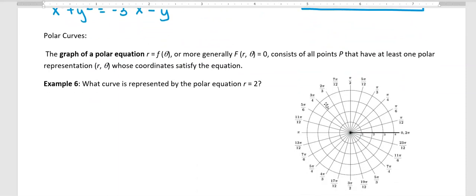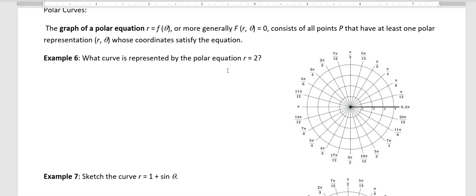Now let's talk about polar curves. We're going to actually learn how to graph on the polar system. So the graph of a polar equation, r equals f of theta, or more generally, f of r comma theta equals 0, consists of all points that have at least one polar representation, r theta, whose coordinates satisfy the equation. So let's start with example 6. It's actually not as complicated as it sounds.